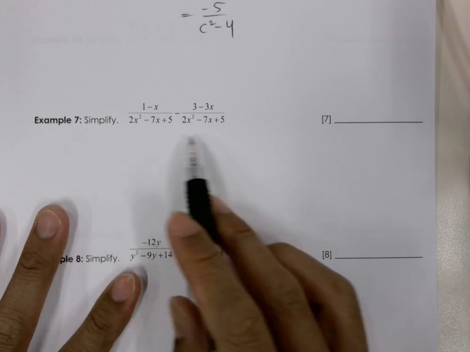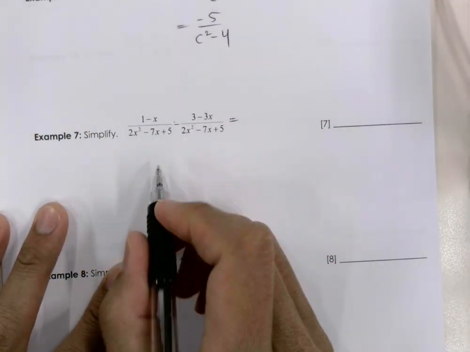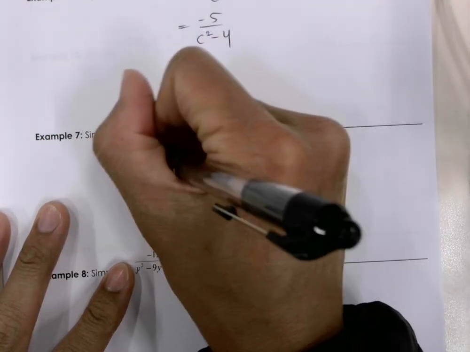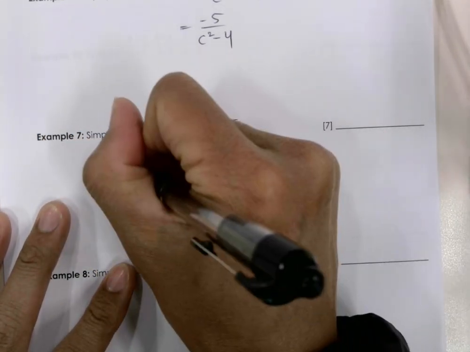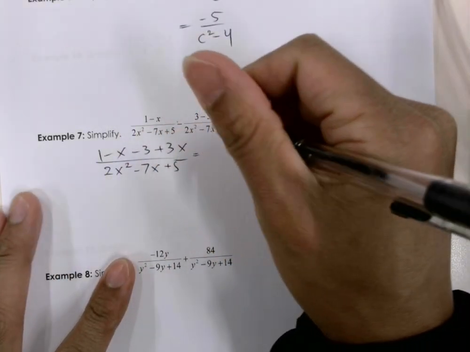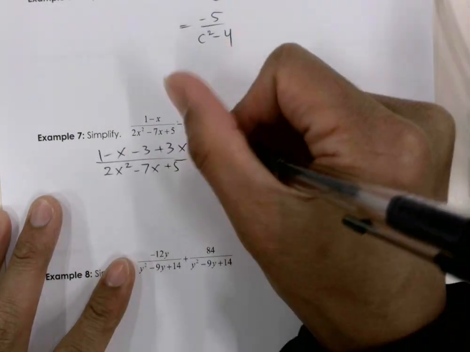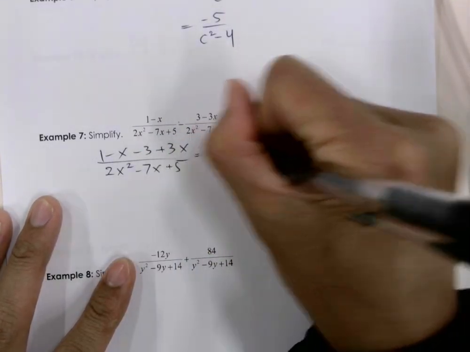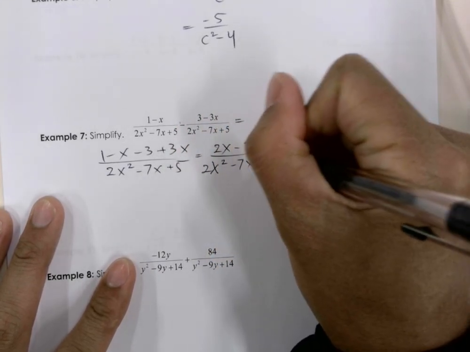All right. So now we're here, and let's see if we can do anything with this one. We got a minus sign, and we have the same denominator. So we could do 1 minus x minus 3 plus 3x over 2x squared minus 7x plus 5. We'll combine our like terms, and we'll get 2x, right? 3x minus x is 2x. And then negative 3 plus 1 is minus 2 over 2x squared minus 7x plus 5.